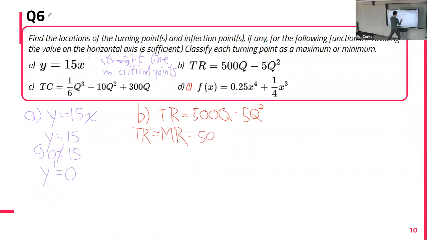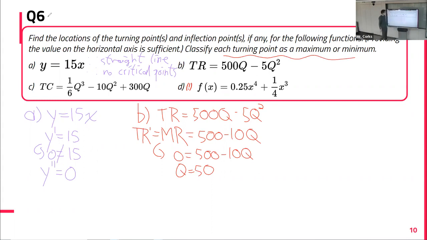What is the first derivative? All right, 500 minus 10Q. Okay, set that equal to 0, and Q equals 50. All right, we are also asked to classify as a maximum or a minimum. How do we do that?